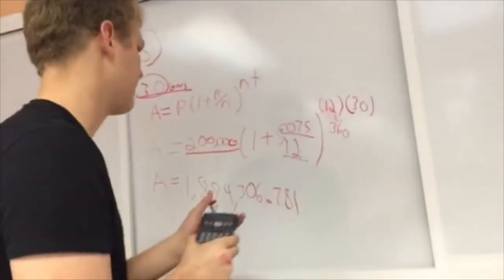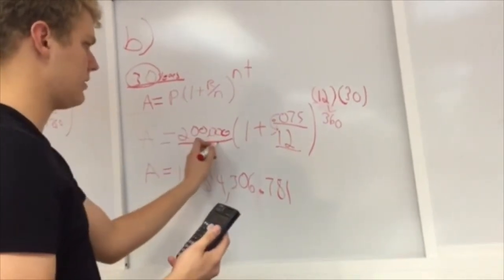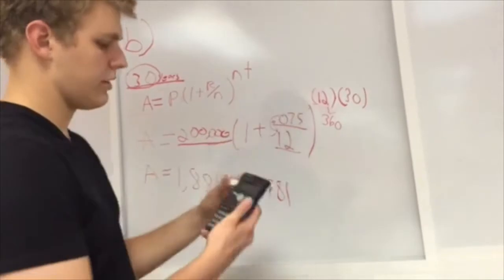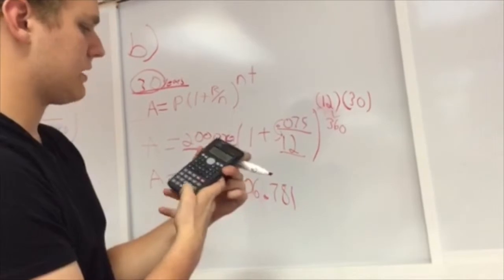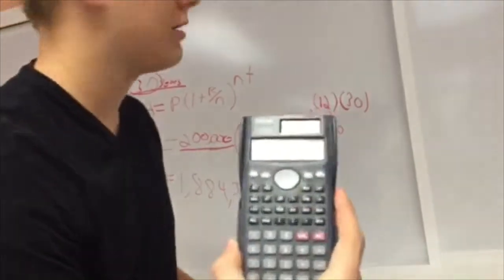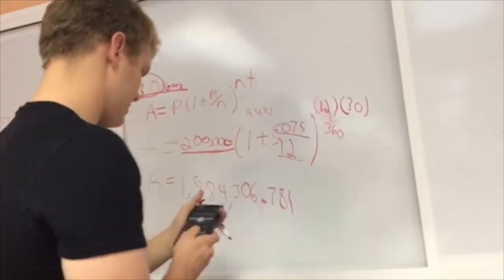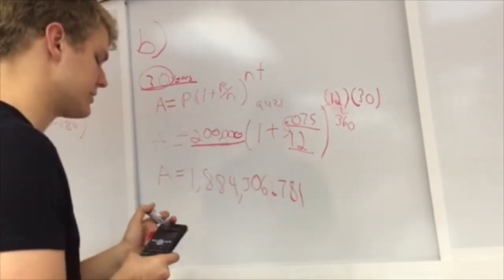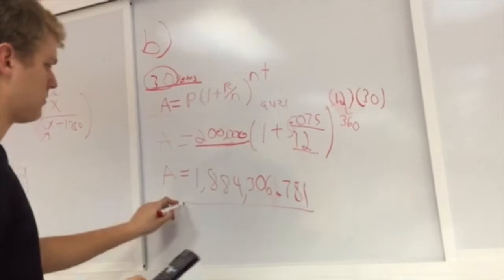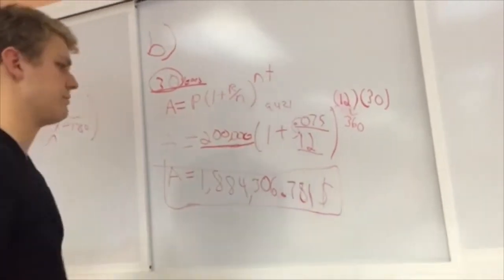Dividing gives you 6.25 times 10 to the minus 3. After that, you add 1, and raise this number to the power of 360, which is going to give you 9.421. Then you multiply 200,000 by 9.421, which is going to give you 1,884,306.781, which is the amount you're going to pay in 30 years because of the interest rate.